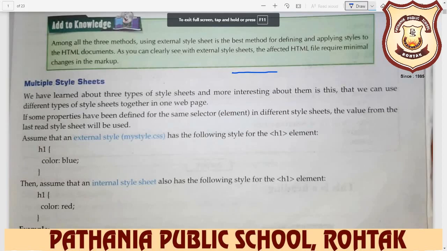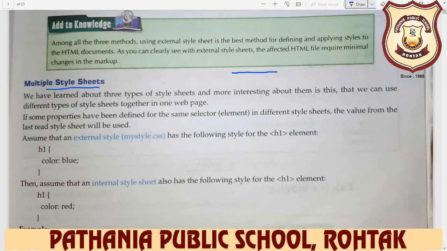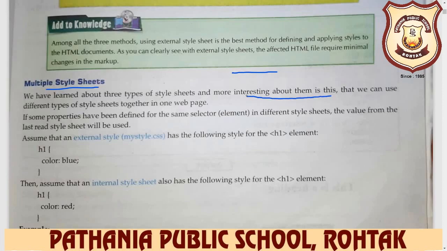But in the previous lecture, we learned what CSS is and the three types of CSS: inline CSS, embedded CSS, and external CSS. In continuation of this, now we learn multiple style sheets. We have already learned three types of style sheet: inline, external, and embedded. What is more interesting is that we can use different types of style sheet together in one page. We can use all three style sheets in a single web page.